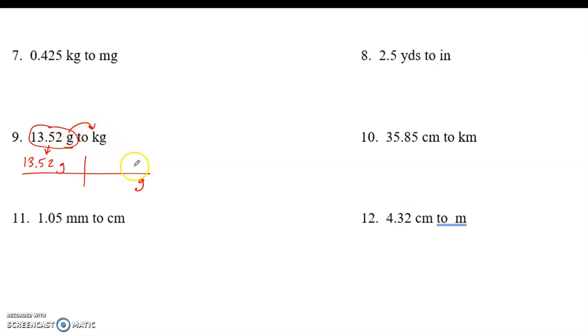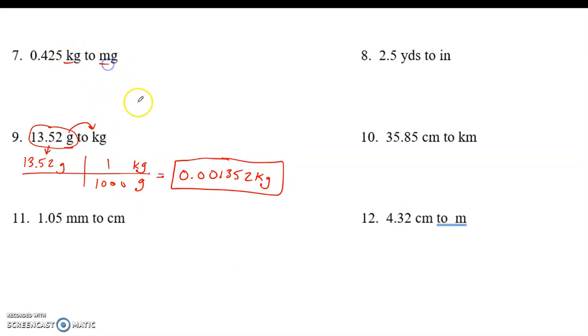Now I can go directly to kilo because I'm already at a base unit. The prefix gets the 1. Kilo equals 1,000. And so then if I move this decimal 1, 2, 3, 4, it's going to be 0.001352, and that is in kilograms. So that's my final answer. It's got the right number of sig figs. Hopefully you got that. Just remember, does it have 2 prefixes, 2 steps; 1 prefix, 1 step?